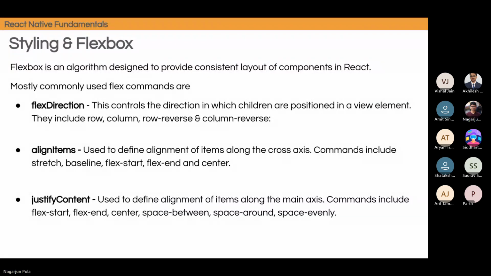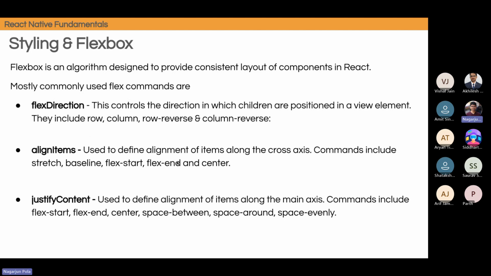And Flexbox. So we know what Flexbox is in React, right? I'm assuming most of us know, but to quickly brief through, it is nothing but an algorithm which defines how different views or components need to be aligned. Some of the most commonly used properties are flex direction, align items, and justify content, right? Flex direction has four ways of defining it. That is, you want to position all the components in the row format or in the column format, or in the reverse row or reverse column format.